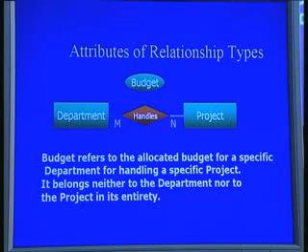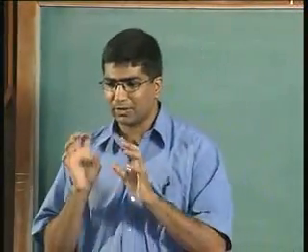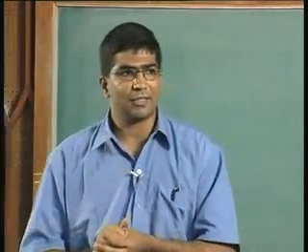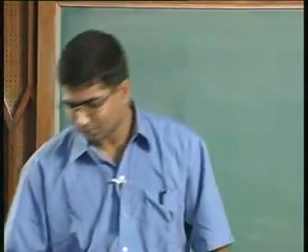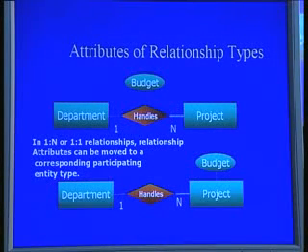So in cases where, let us say, the project is handled by more than one department, that means that this budget is not allocated to the project. This is allocated only for this project for working on this department and so on. It is not allocated to the department as well. That means the department cannot use this budget for anything else. It has to use it for this project only. So this budget actually is a constraint on the relationship type, so it belongs neither to the department nor to the project in its entirety.